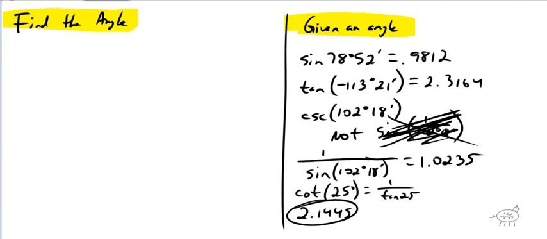All right, so in other words, I was again given the angle: sine of this many degrees, tangent of this many degrees, cosecant of this many degrees, cotangent of this many degrees. Now what you're going to be given is a problem that looks like this. And let's just kind of review.